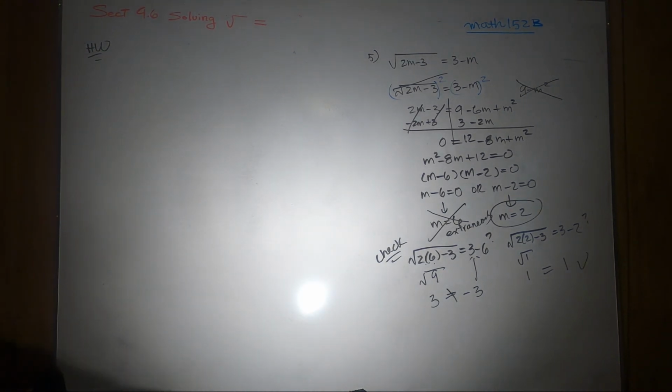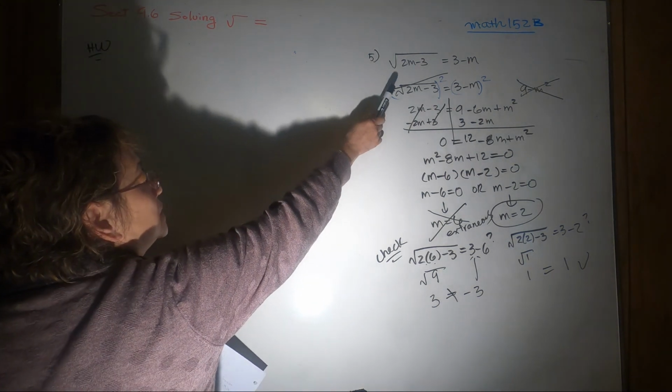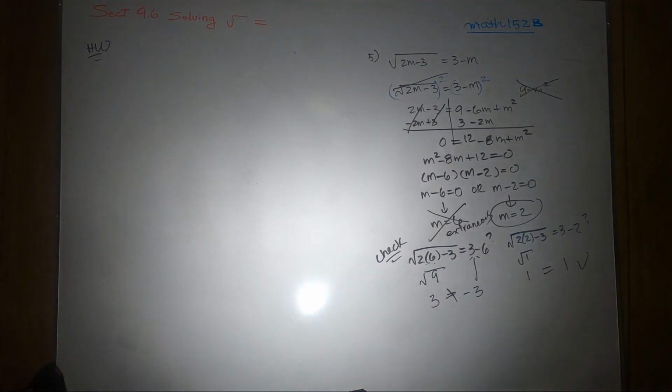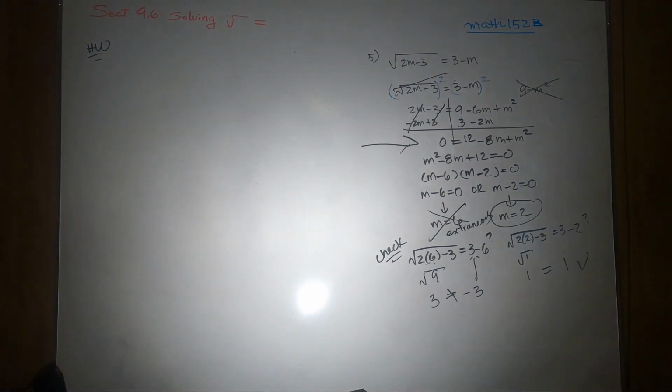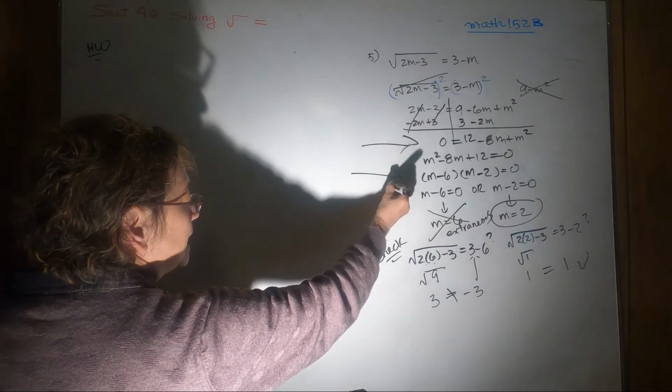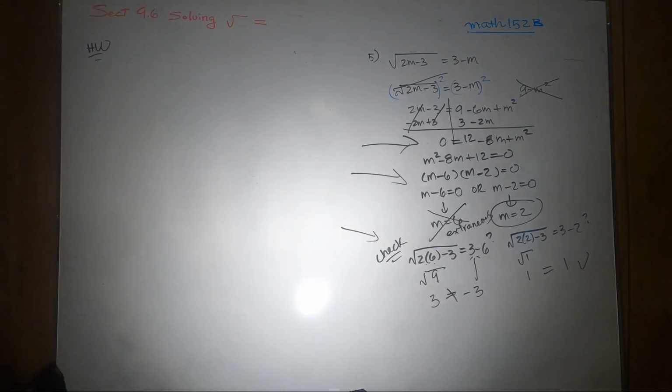So that's how you do it. Get the radical by itself. You take the power, then it becomes what? A quadratic equation or a linear equation. Then you solve your normal way, then you check. Right?